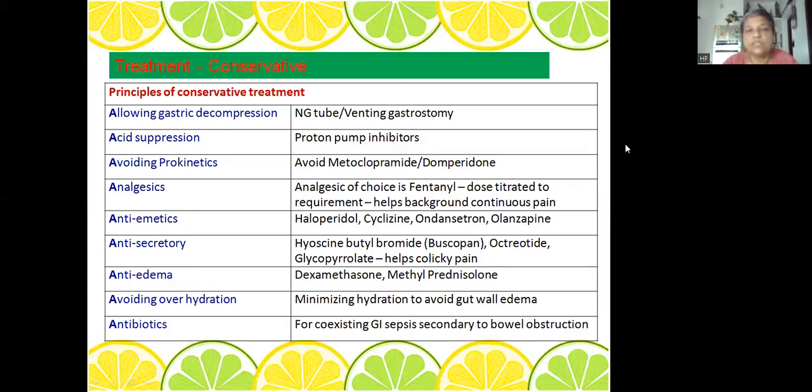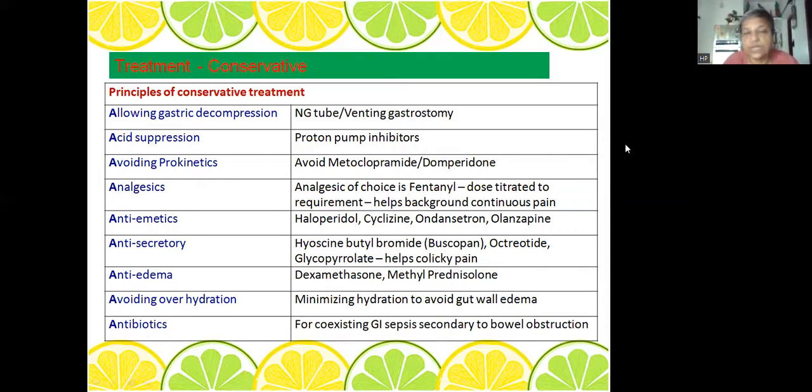Treatment, conservative treatment, allowing gastric decompression. Usually you all know about it. Whenever a patient is having continuous vomiting, we put an NG tube and continuous drainage so that the patient is not vomiting. Okay, so that is very important. An NG tube has to be placed. Whatever content is there, we can just aspirate and do a continuous drainage.